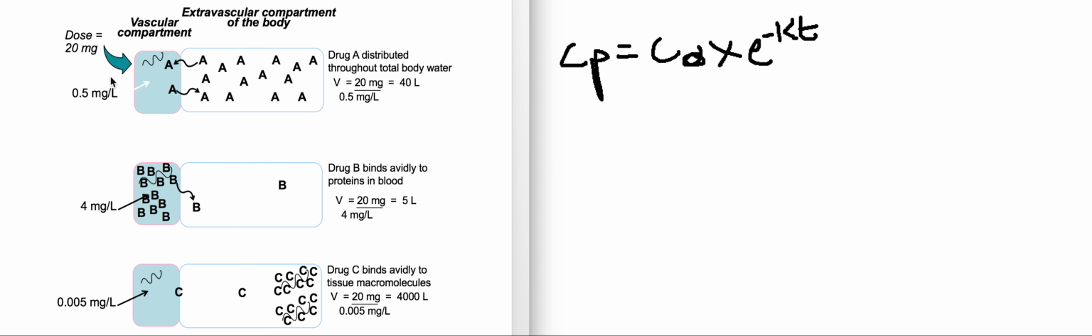So these are examples of calculations. So imagine this is the blood. So we have an initial dose of 20 milligrams. The initial concentration is 0.5 milligrams per liter in the blood. So for drug A, the volume of distribution would then be 20 divided by 0.5, which is 40. Similarly, again, 20 milligrams administered and 4 milligrams per liter, 5 liters, and so on and so on.